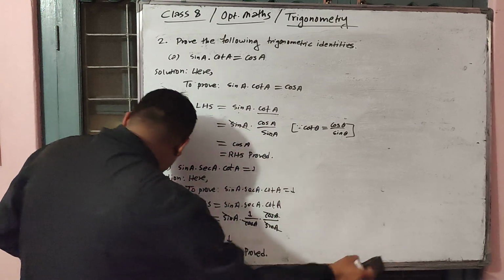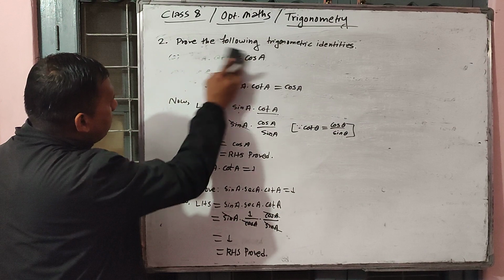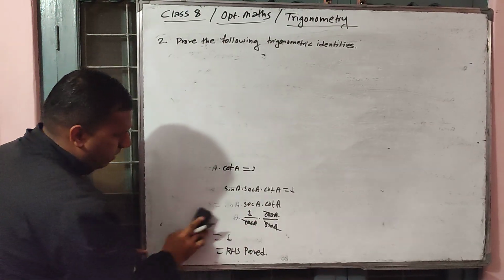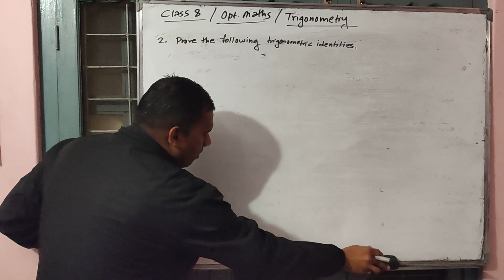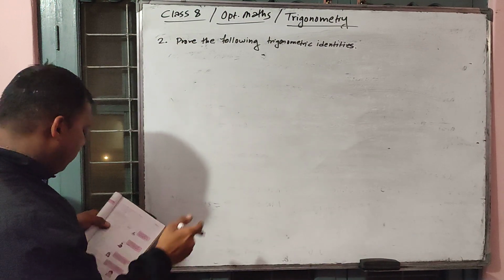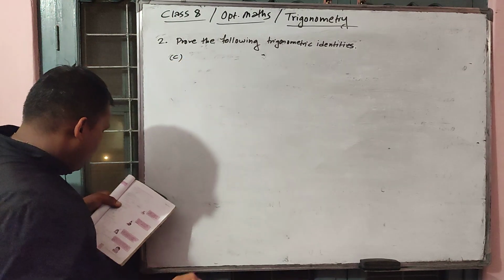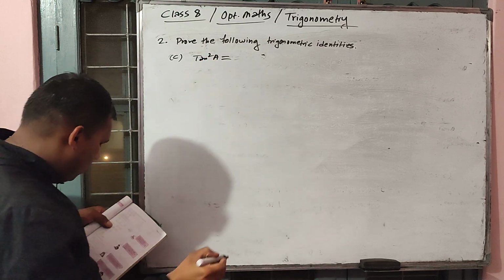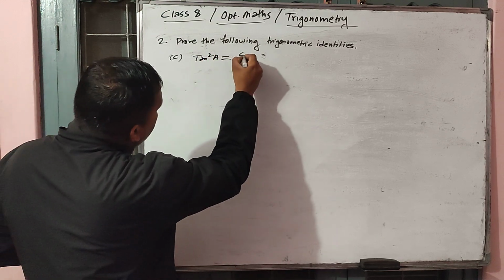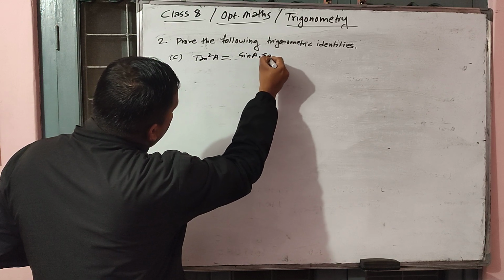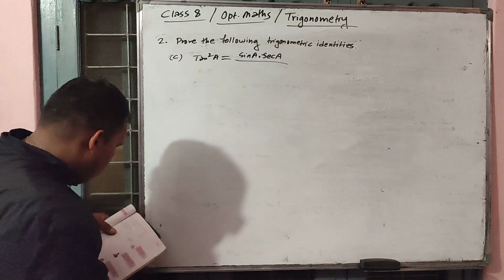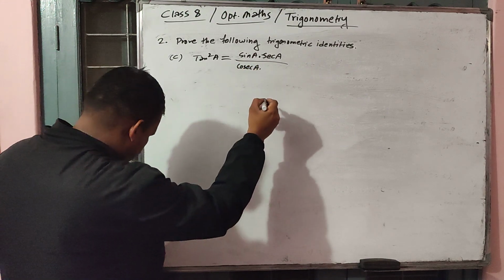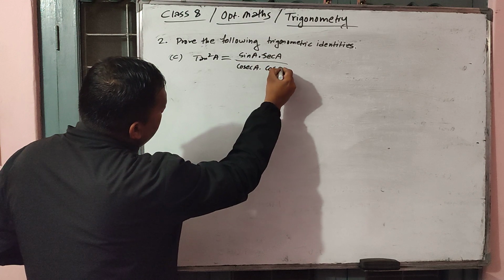Okay, students, now we go to the next question. Question number 2, C. Look here, C. We have tan square A equal to sine A dot sec A, whole upon cos A dot cos A.